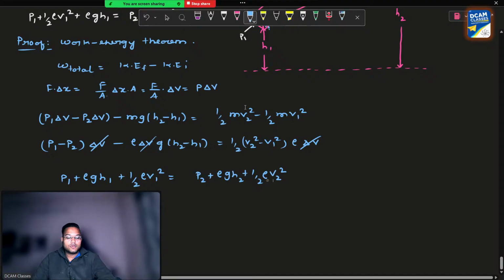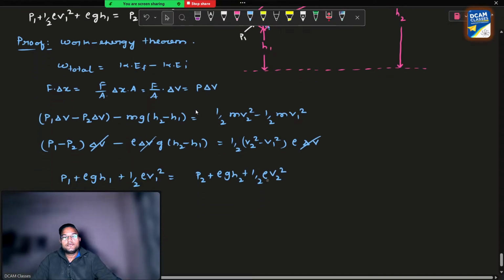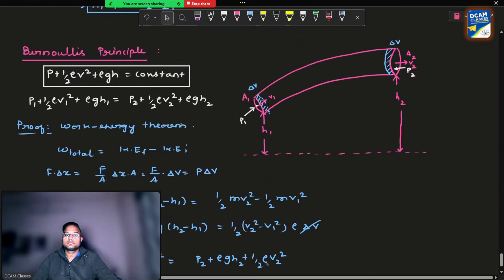Very easy one, not a difficult one, but again, it's not necessary for your JEE Main examination or JEE Advanced examination. It's only necessary for your class level examination. I have calculated total work done. This is work done due to the pressure force. This is work done due to mg, and it will be equal to change in kinetic energy. Clear?